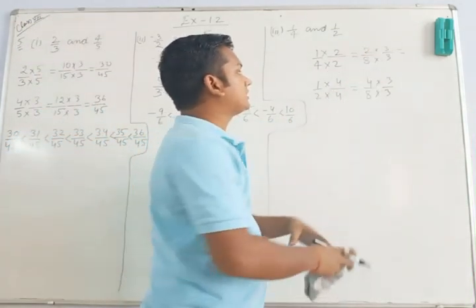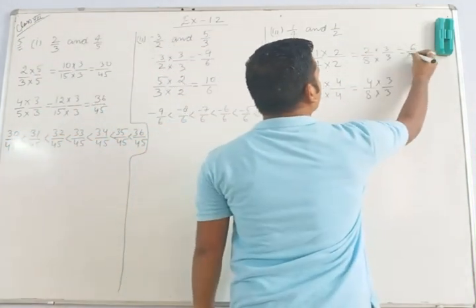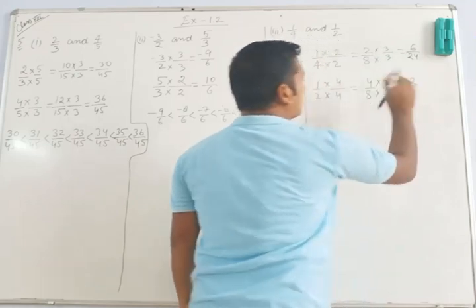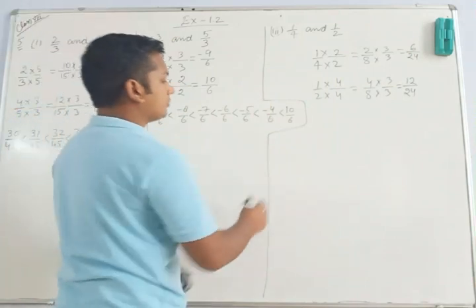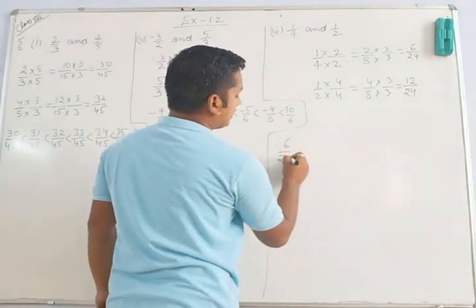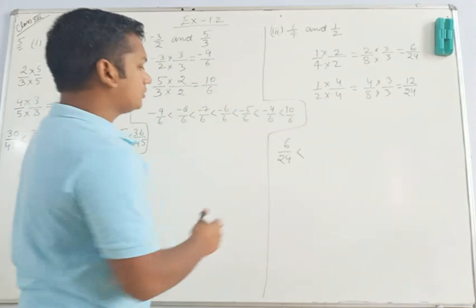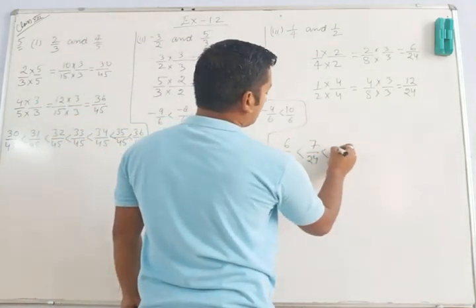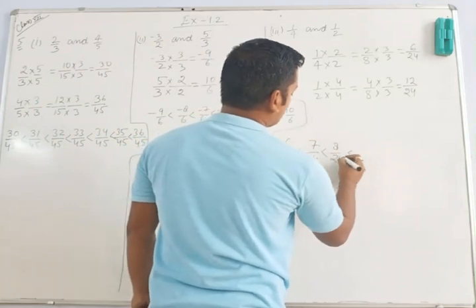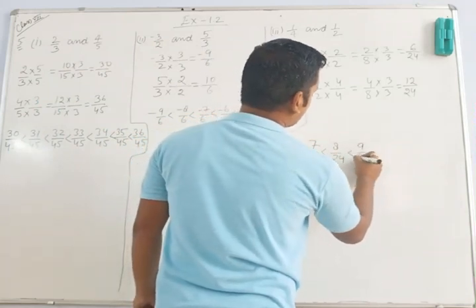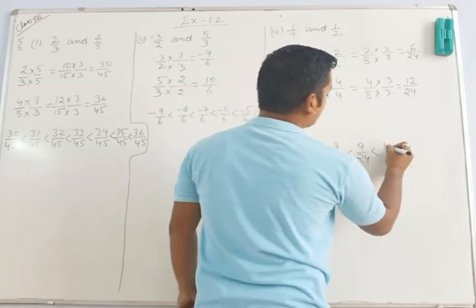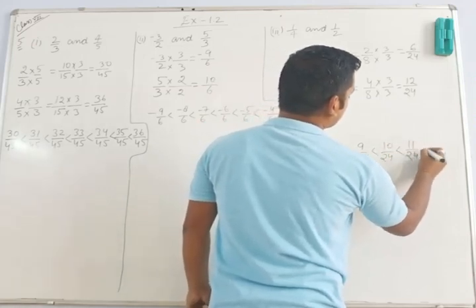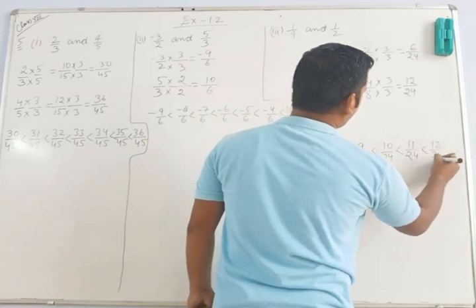So 3 2s are 6 and 8 3s are 24, 4 3s are 12 and 8 3s are 24. Now it is okay. After 6 upon 24 I can get as many rational numbers as I want, more than 5. So 6, after that 7 upon 24, 8 upon 24, 9 upon 24, 10 upon 24, 11 upon 24, and this is 12 upon 24.